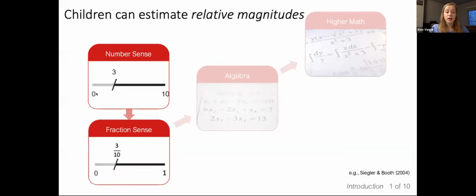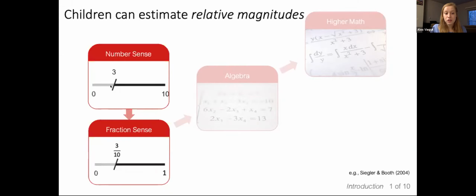For example, a kid in first or second grade would have a really easy time typically judging a number like 3 on a number line from 0 to 10. And this shows that kids really can estimate relative magnitudes long before they learn fractions formally in school.